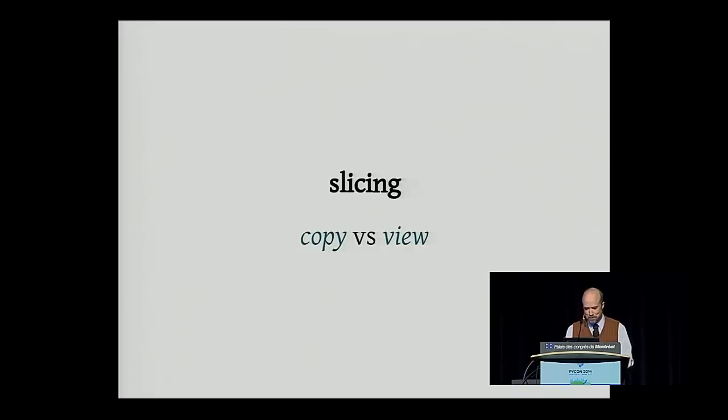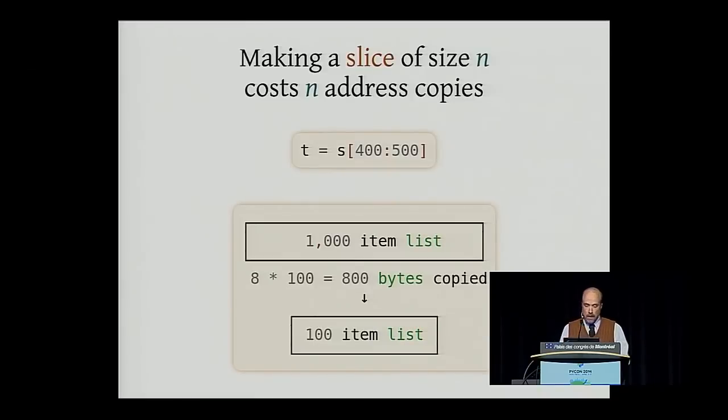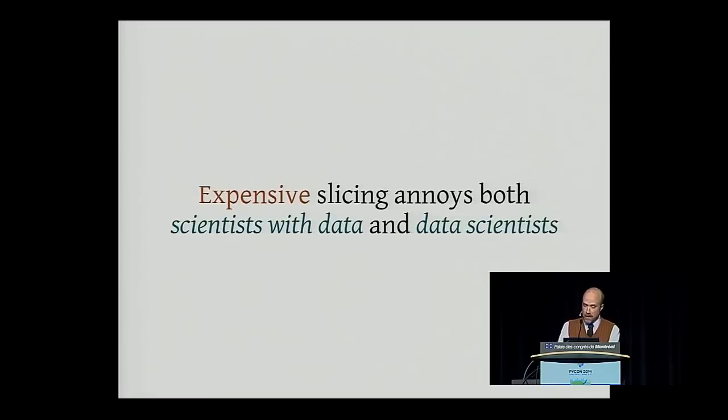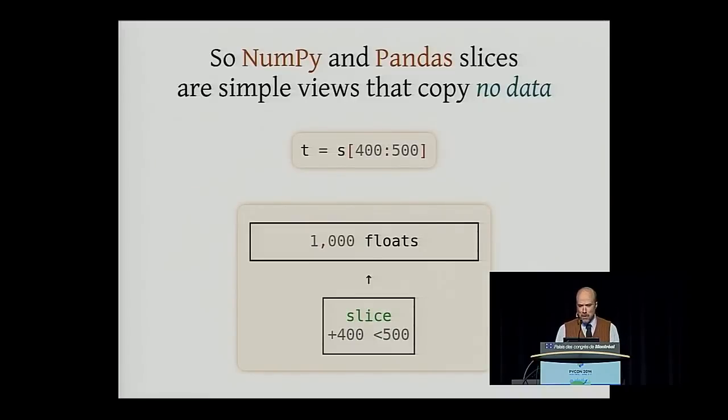Slicing deserves brief mention. Because of the slicing operation, a type can choose whether it wants to copy the data or generate a view. Normally in Python lists, when you slice, an entirely new list is created, but that's expensive, and that annoys both scientists with lots of data and data scientists. And so NumPy and Pandas slices are simple views that copy no data. They're like a little fake list that when you ask for element 50, really goes and grabs element 450 of the original sequence. Therefore, they're very fast and very efficient.